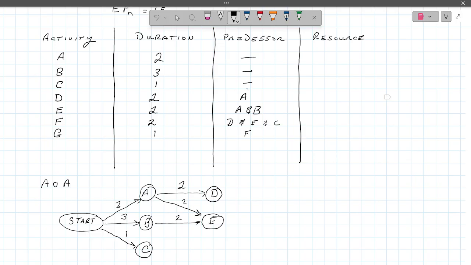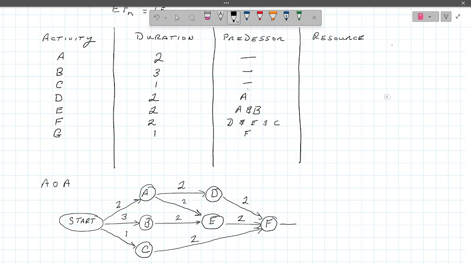What's the next one? F. So F has to be preceded by D, E, and C. What does F look like? D, E, and C. So what if I did an F like this? Because D's going to F, E's going to F, and then believe it or not, C's going all the way over to F. Yes? Okay, so on the back of the envelope, that's what we're going to.